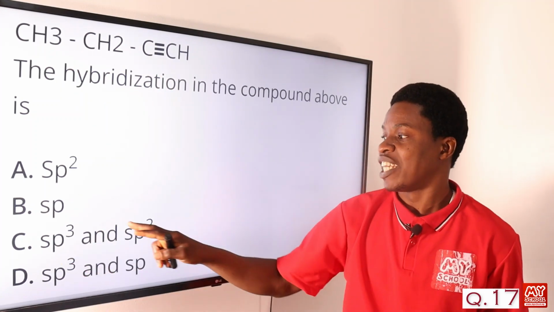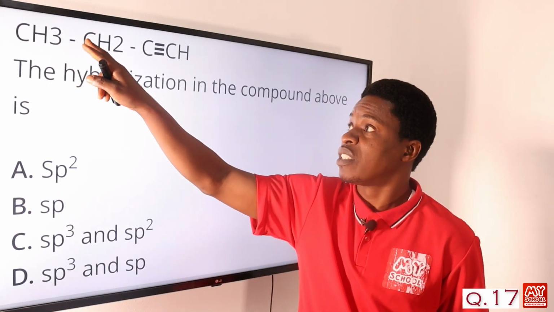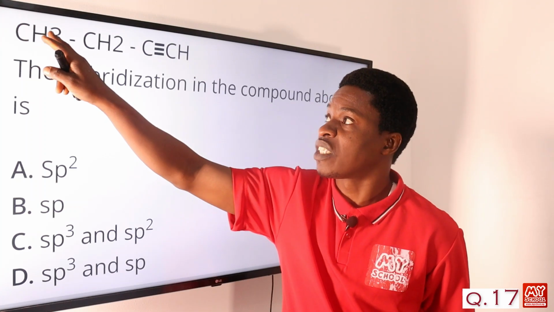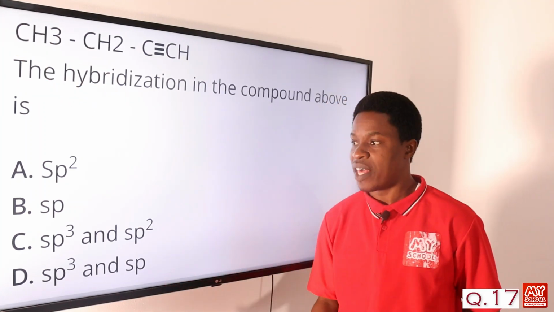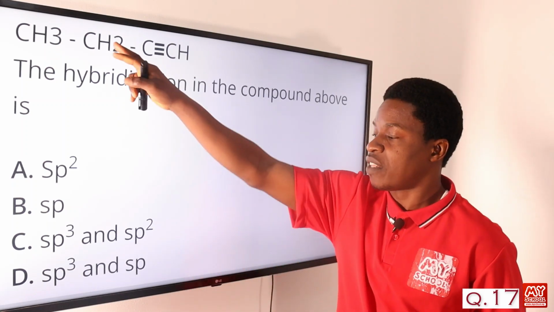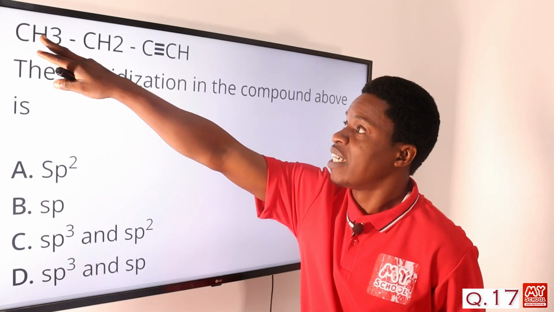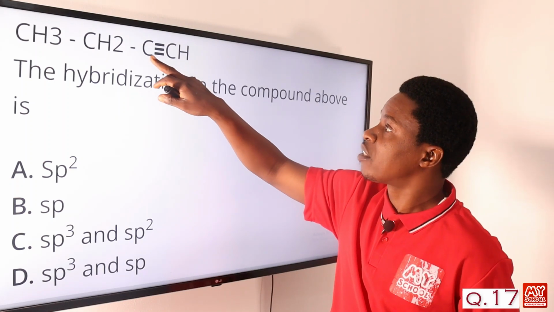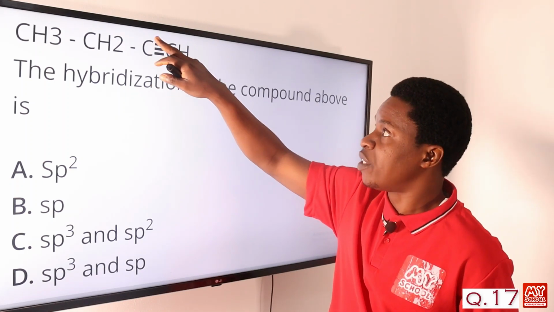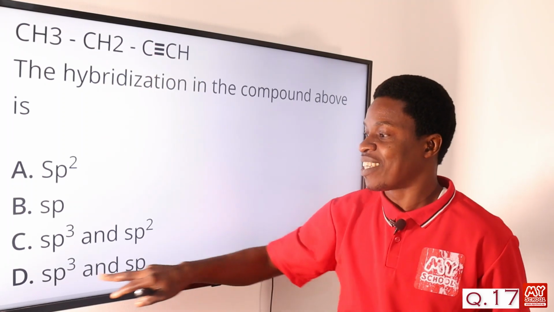We have sp3 and sp2. Yes, sp3 at this point where we have carbon single bond with 4 atoms, 3 atoms from hydrogen, and the one is 4. We have sp3 there, but sp2 we do not have there, so this is also not correct. So we have sp3 here at this point, carbon 1 and carbon 2, and then for the 3rd and 4th carbon, we also have sp here. So we have sp3 and sp hybridization. So the correct answer is option D.